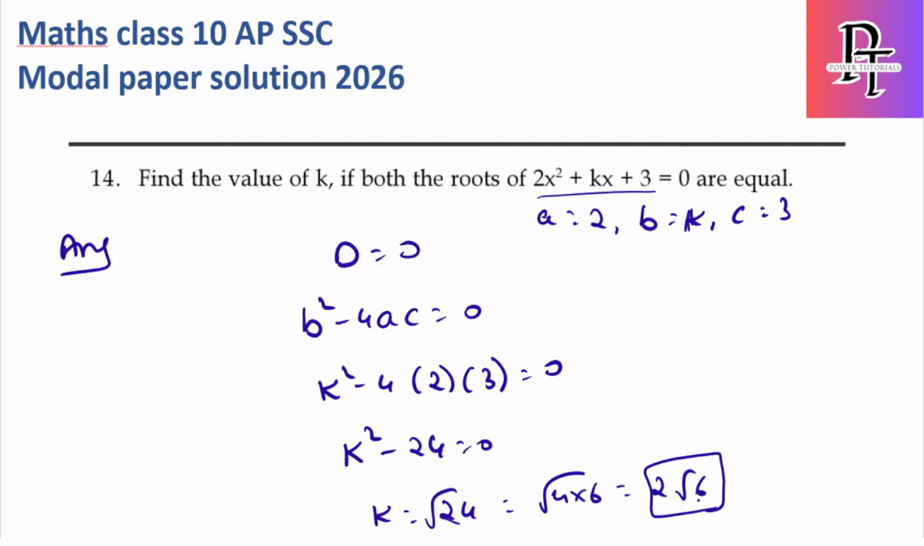Okay, so I got the k value as 2 root 6. Let's move to the next one. So always remember, for values of k to be equal, the D is 0.